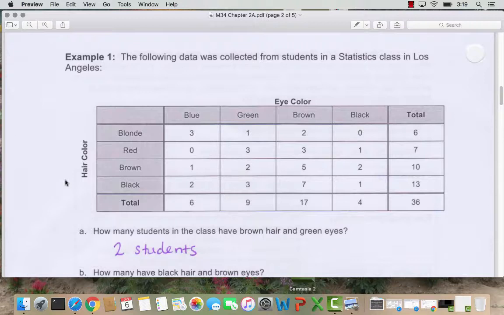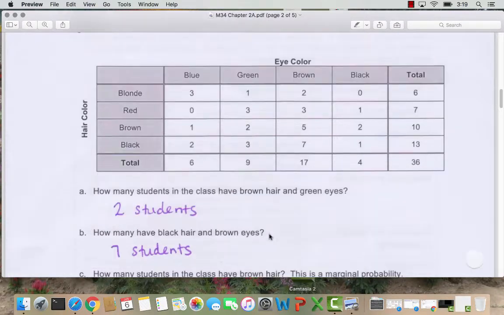Question A asks us how many students in the class have brown hair and green eyes. So this is to check to make sure we're reading the table correctly. For brown hair and green eyes, we come to the brown hair color, and then we find the column for green eyes. And so the 2 here overlapping between that row and column tells us 2 students have brown hair and green eyes. Similarly, we can check to make sure we're understanding the table by checking to see how many have black hair and brown eyes. If we come to black hair and follow it over to the brown eye column, we see that's 7 students.